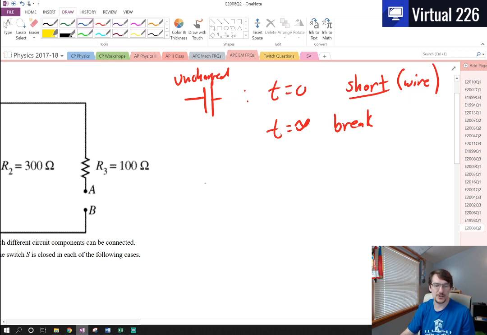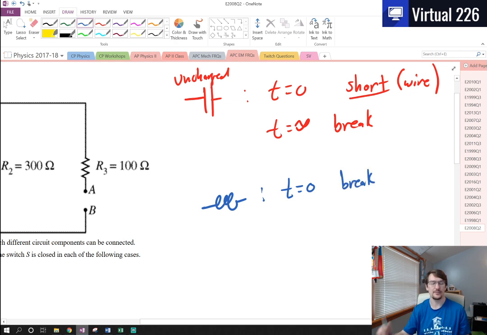For an inductor, if this is an uncharged inductor, one that doesn't have a steady state current flowing through it, there's our inductor. At time equals 0, we're going to think of our inductor kind of as a break in the system. It's actually the flip of the capacitor here. So initially that inductor is not going to have anything flowing through it. It's a break in the system.